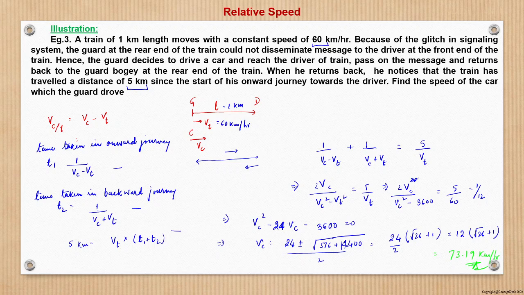So again, it was an important one in a way. The approach was that we had to consider the relative motion, wherein the guard was moving in the forward direction. He took time t1. That time t1 is nothing but the length of the train upon Vc minus Vt. Then again he came back. In that case, the relative velocity becomes Vc plus Vt. And in that t1 plus t2 time, in absolute terms, the train had moved 5 kilometer at a speed of Vt. So those three equations we solved, and then we got the answer.